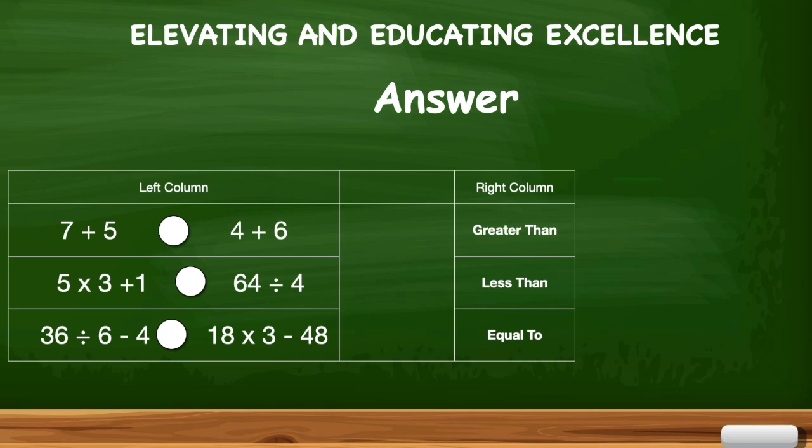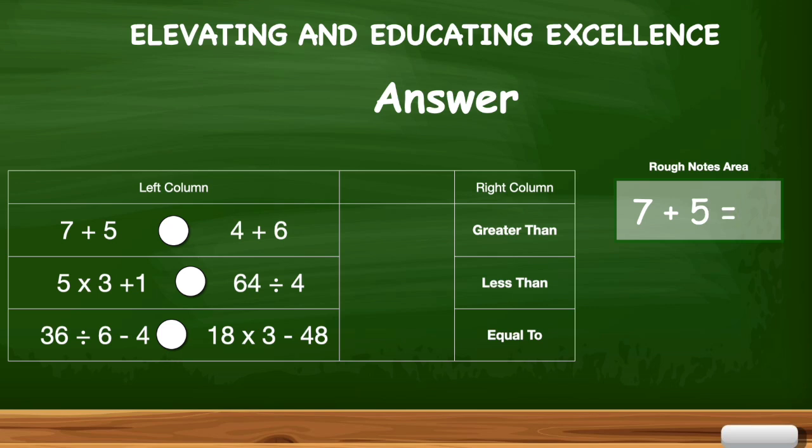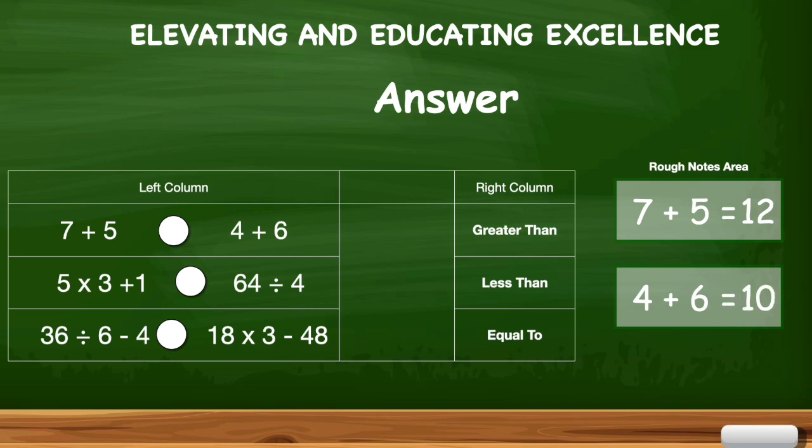So what we're first going to start with is the first row. So let's draw a rough box, and in that rough box, we're going to write 7 plus 5. 7 plus 5 equals 12. Now let's draw a rough box to determine what 4 plus 6 equals. So 4 plus 6, we're going to write down, and 4 plus 6 equals 10. So the 12 is representing that it's greater than 10. So the answer is greater than.